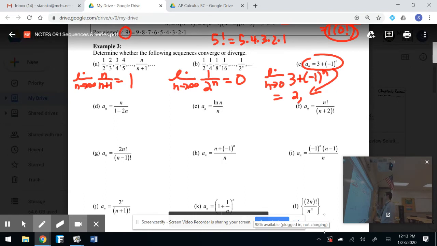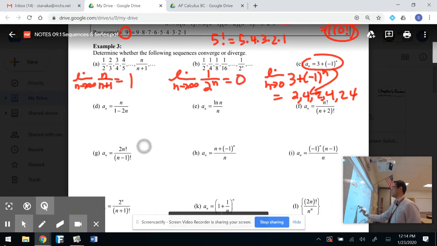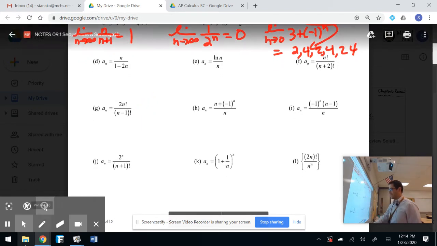a sub 2 would be 3 plus 1, which is 4. And guess what? Oh, snap. That looks like it oscillates between 2 fixed numbers. So what do we say? It diverges by oscillation, right? Okay. Let's keep rolling.